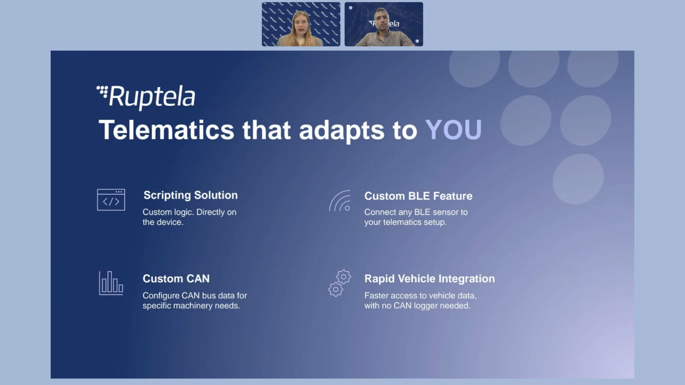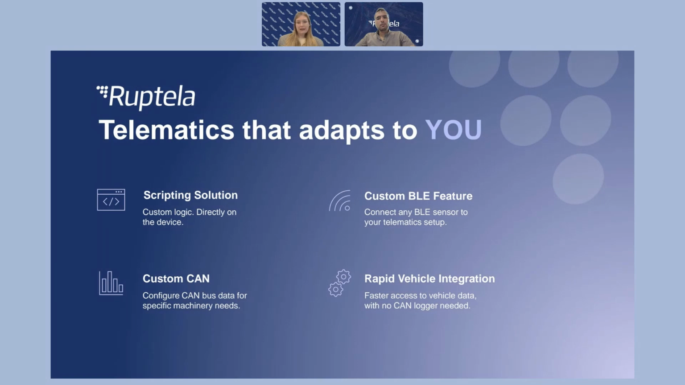A lot of you may already know about it. This feature enables you to configure and decode specific CAN bus parameters from vehicles or machinery. If, for example, you're having a problem that standard CAN configuration does not provide the data you need, custom CAN gives you the flexibility to capture and use additional information from specialized vehicles and equipment. We're very proud of this feature.